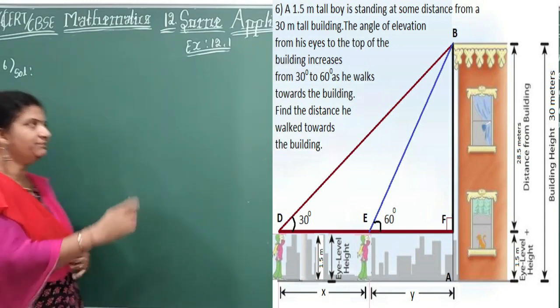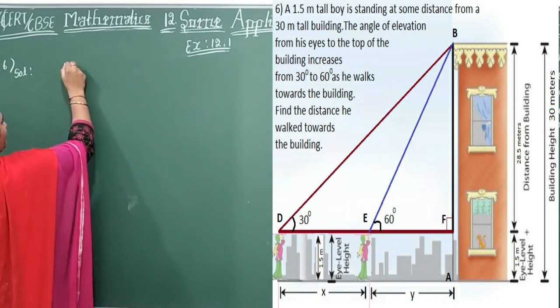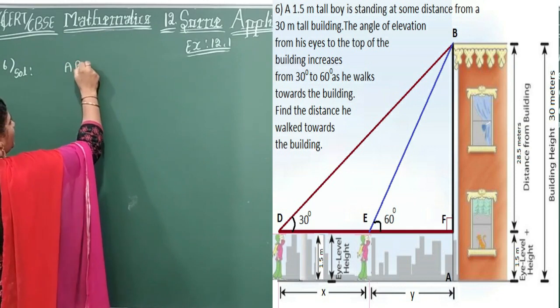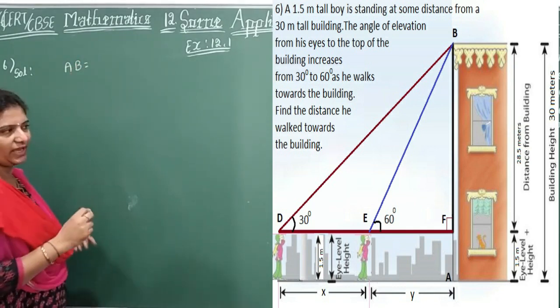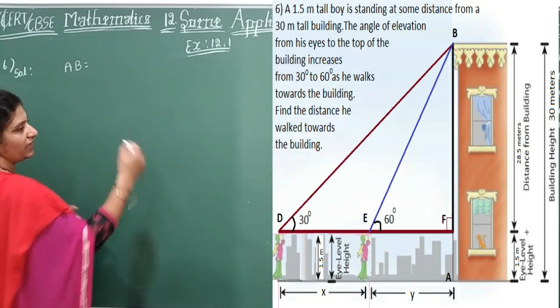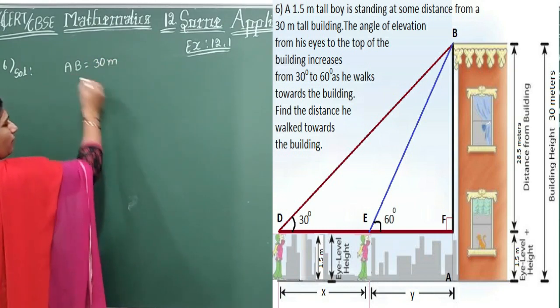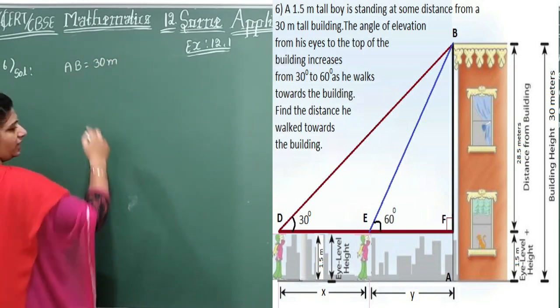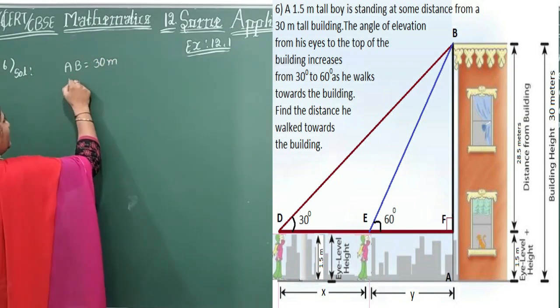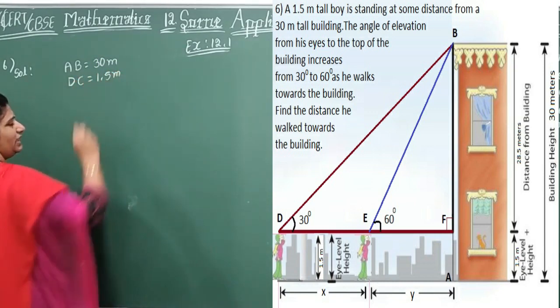Okay, let's start here. Given the height of the building, you have to write here, sentences, children, carefully. Let the height of the building AB be 30 meters. A boy's height, what is the boy's height here? What are the letters we have taken here? DC is equal to 1.5 meters.